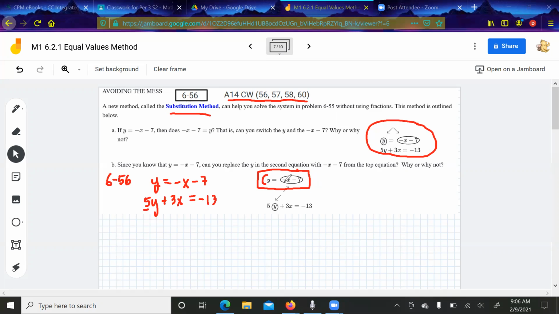Y equals negative x minus 7. So you see how they circled this? This is good. This is what y equals. Y equals, I'm going to circle that, and I'm going to substitute it in for the y into the other equation, okay?